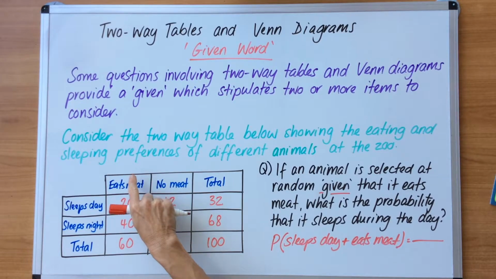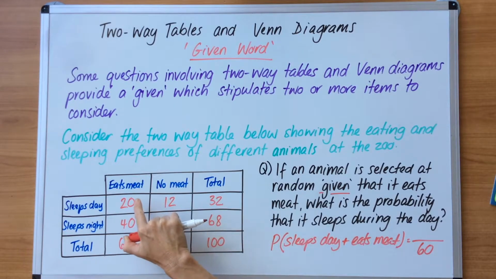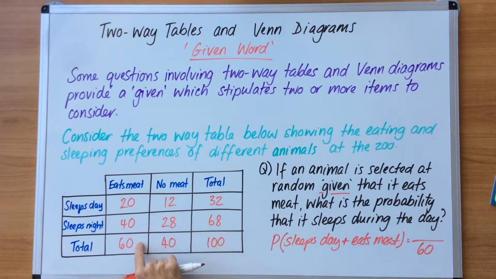We know that because we focus that it's given that it eats meat. Given that it eats meat means we focus out of 60. And we look at the second part, which is asking us sleeps during the day. There is 20 animals that eat meat and sleep in the day out of the 60 that eat meat. So we have to put 20 on top, and of course we will simplify down to a fraction of 1/3.